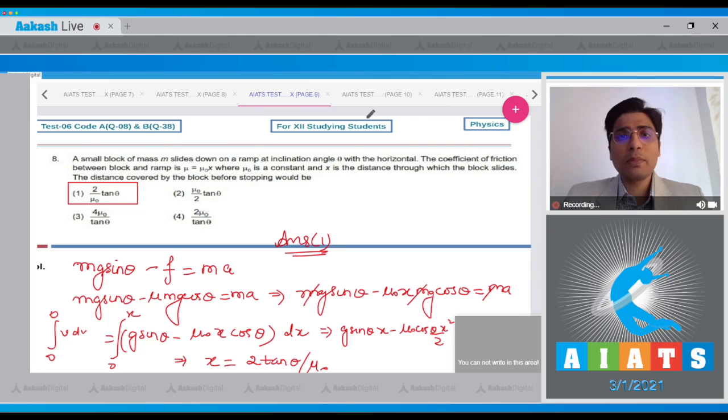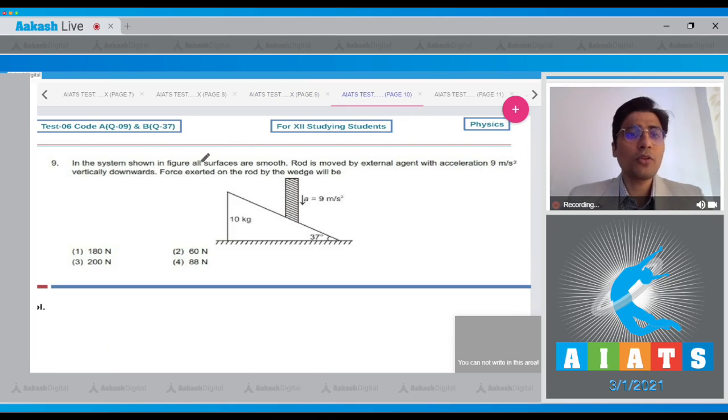Now moving on to the question number 9. In this question, a system shown in the figure, all surfaces are smooth. Rod is moved by an external agent with an acceleration of 9 meter per second square, vertically downwards. The force exerted on the rod by the wedge will be.